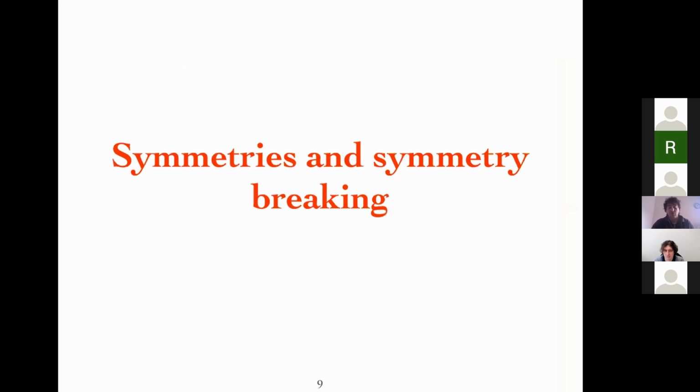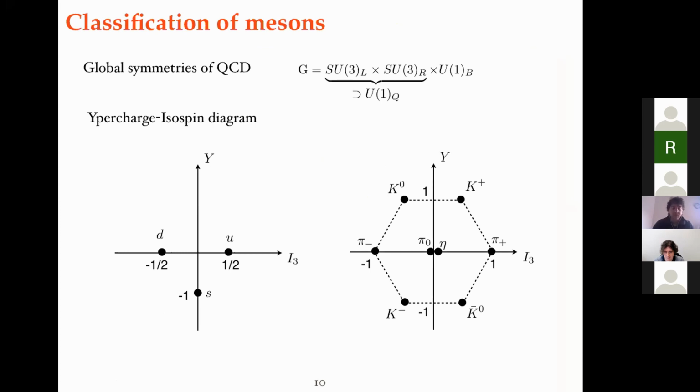So what can we learn from symmetries? Well, first of all, we know that we can classify quarks and also mesons using hypercharge and isospin. I don't know whether you can see my pointer, probably not.